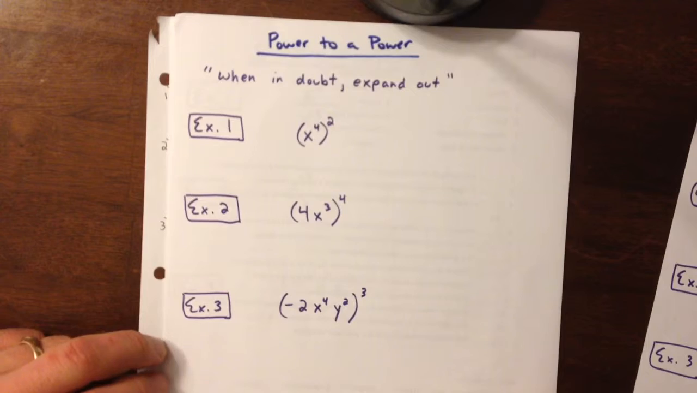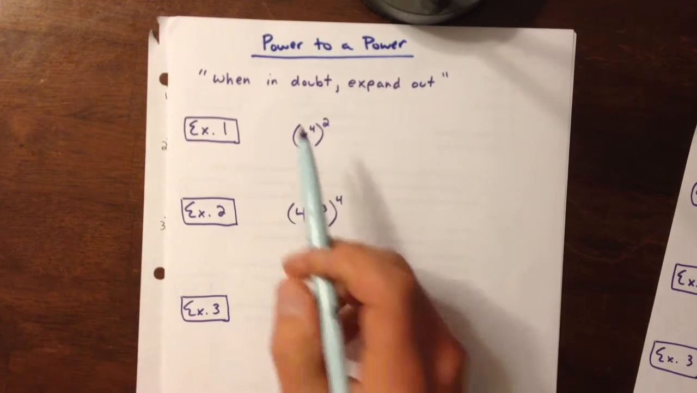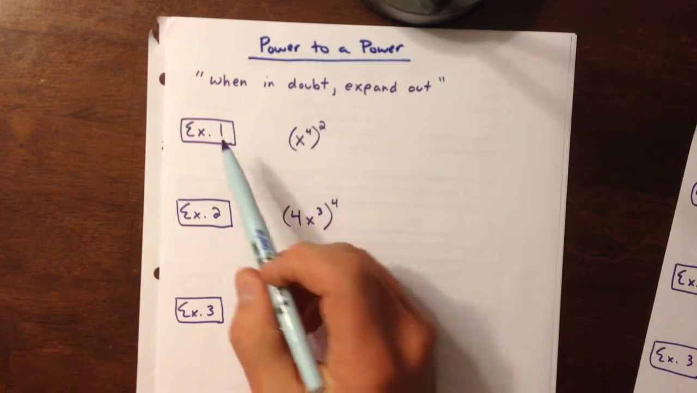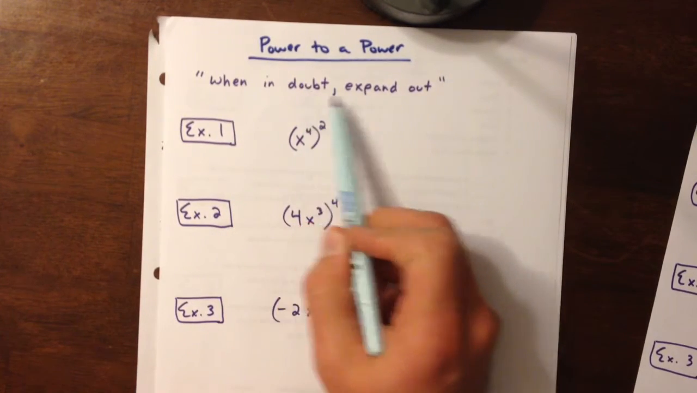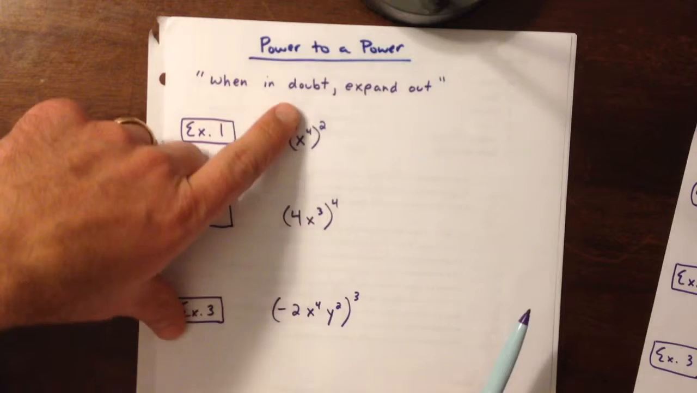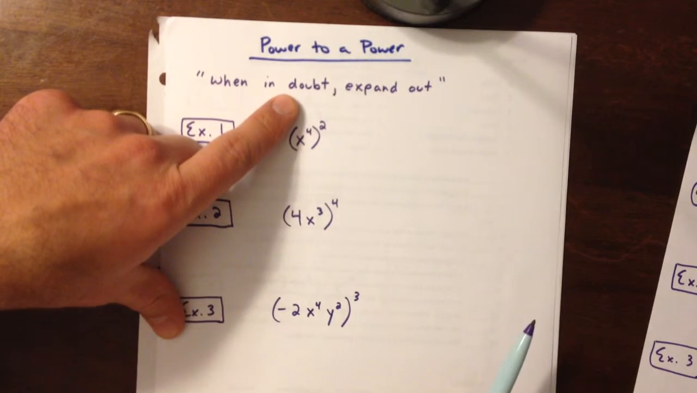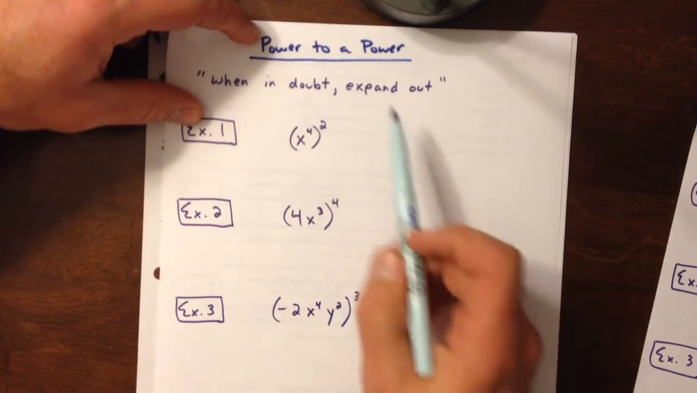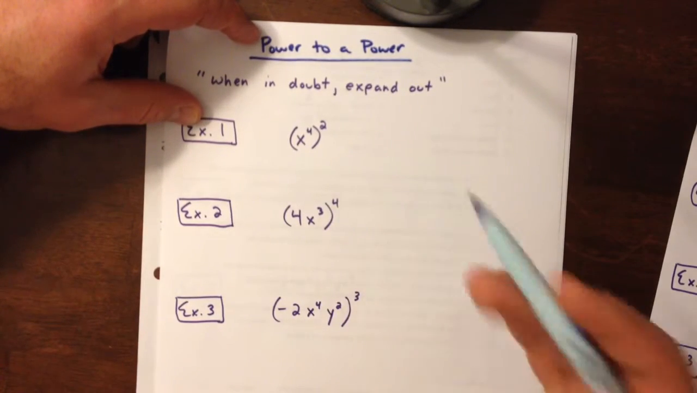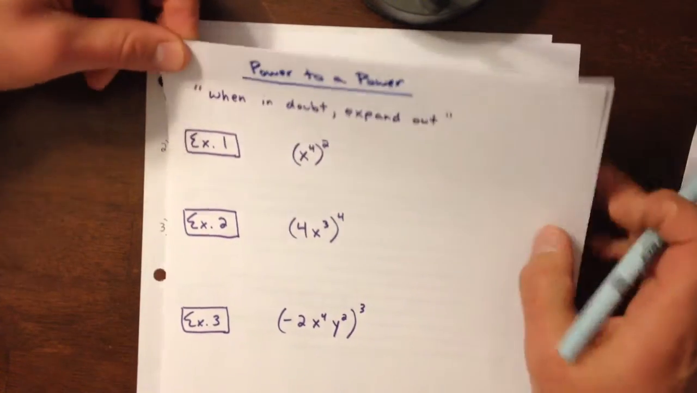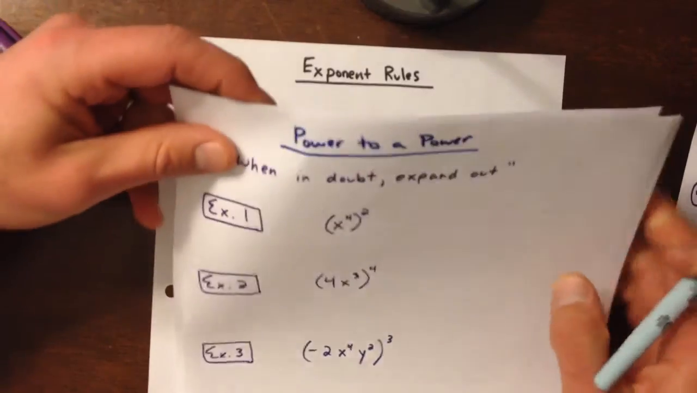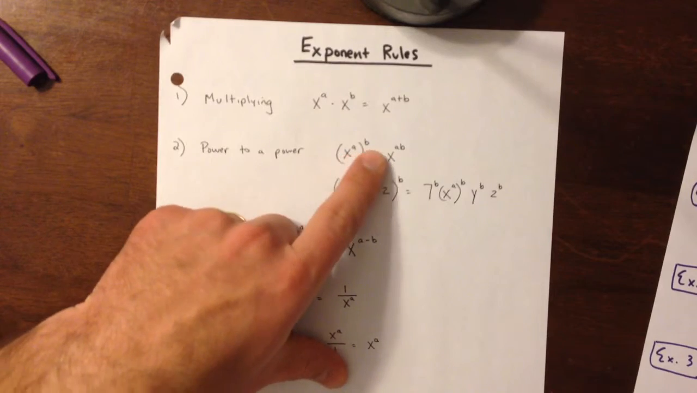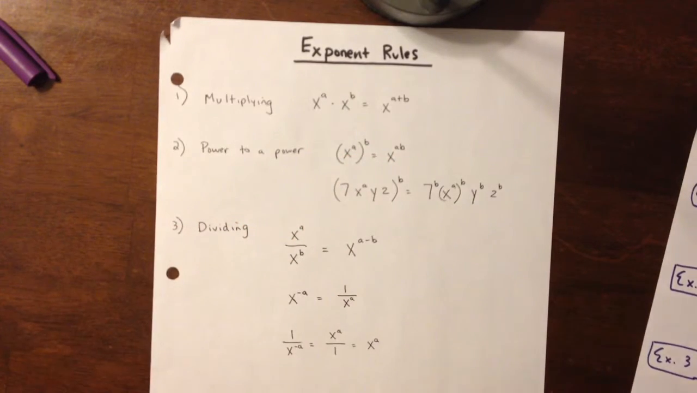Okay, power to a power. I have this saying, you're going to hear me say this 1,000 times, and you're probably going to be sick of it by the end of it. But when in doubt, expand out. What do I mean by that? When you're not sure what the rule is, whenever you're working with an exponent, you can always expand it out and go back to the basics of what an exponent is. Now, the rule of a power to a power is just to multiply the two exponents.